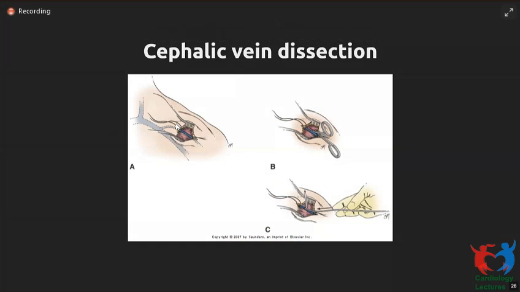Then you put two ties. This tie is tied, and you can pull this towards you to get good control of the vein. You make an incision and put in the lead. And this tie, which is proximal, closer to the heart, you can use for hemostasis. If it starts bleeding here, if you just pull this up, the bleeding will stop.